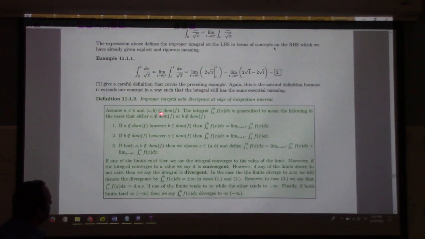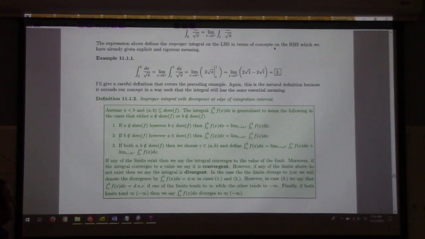So in this one, if we have a less than b, and a is not in the domain of f, then this integral is defined to be the limit as t approaches a from the right, from a plus to b, of f of x dx. This is my example 1 with a being 0. On the other hand, if b is not in the domain, then we define the improper integral like so, in that limiting sense. If both a and b are not in the domain, then we define the integral from a to b of f of x dx as the sum of this piece plus that piece. And there's a theorem that says it doesn't matter which c you pick in the middle, it still works out to the same thing.